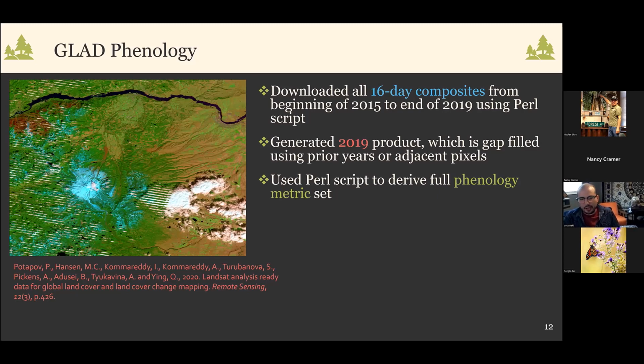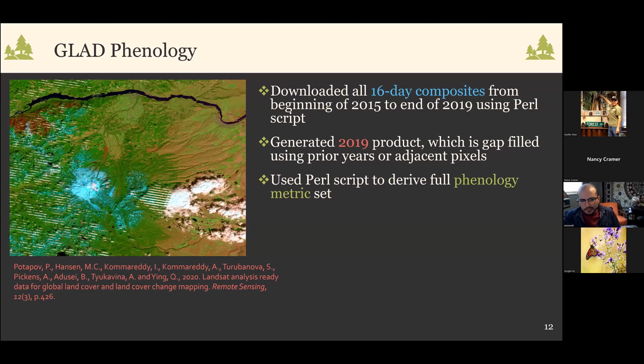Now, in order to go from these composites to actual metrics, you have to pick a year that you're interested in. So for this study, we used 2019. And then you download all the 16-day tiles for that year that cover your extent, and then also all the tiles from the prior 4 years.